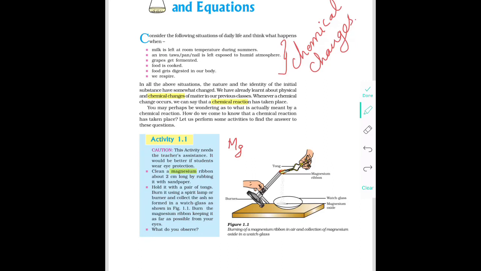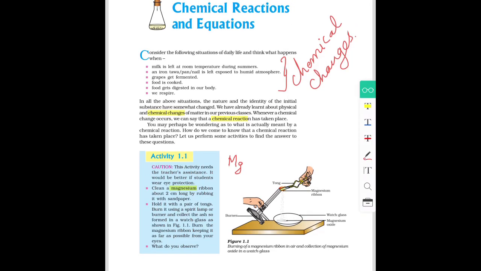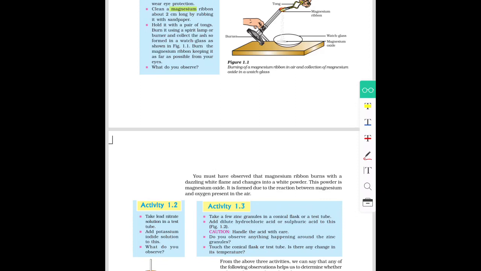Burn the magnesium ribbon, keeping it as far as possible from your eyes. What do you observe? We must have observed that the magnesium ribbon burns with a dazzling flame and changes into a white powder. This powder is magnesium oxide. It is formed due to the reaction between magnesium and oxygen. So we can say a chemical reaction has occurred.